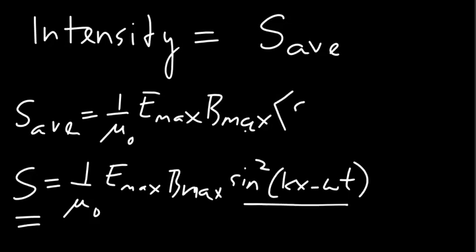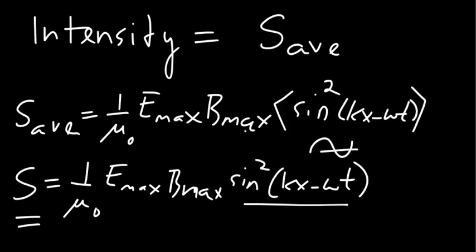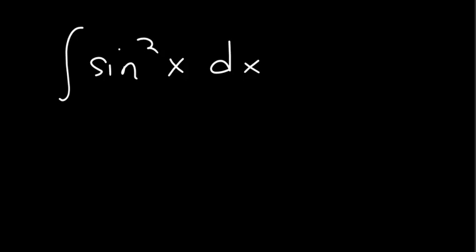So all we have to do is to compute the average value of sine squared (kx minus omega t) over one complete cycle. So how do we determine the average value of a sine squared over a complete cycle? That means if you have sine squared x, the average value of sine squared x can be computed in the following manner. The complete cycle is denoted by the range 0 to 2 pi, and outside you have to divide the integral by 2 pi.